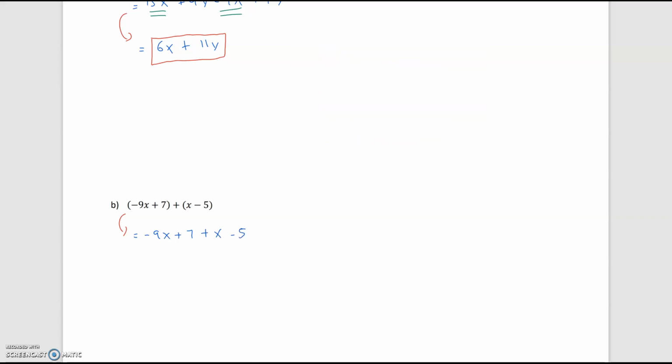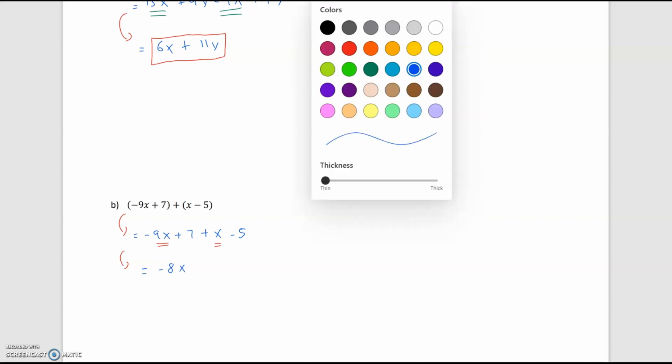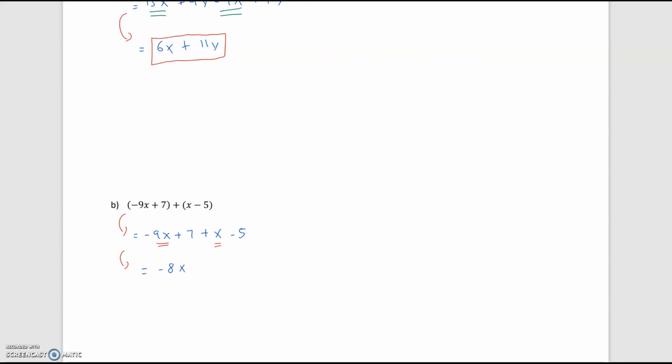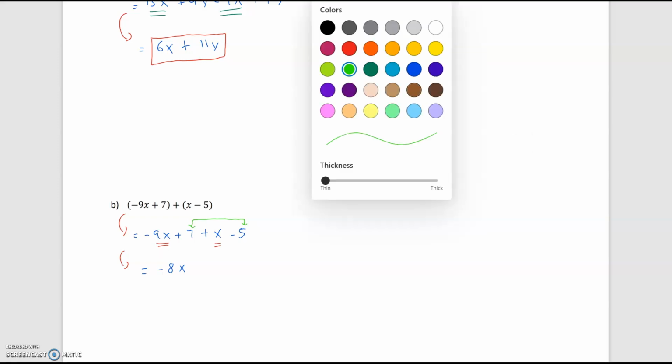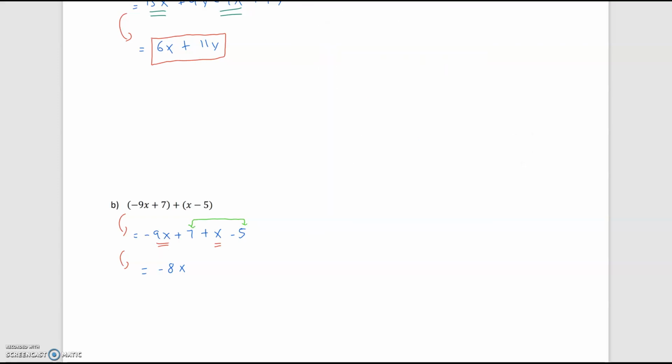And at this point, let me add the x's. So we're looking at negative 9x plus an x. This is going to be a negative 8x. And then we're going to be doing the addition of the constants. So we have a positive 7 minus 5. So we end up with a plus 2.